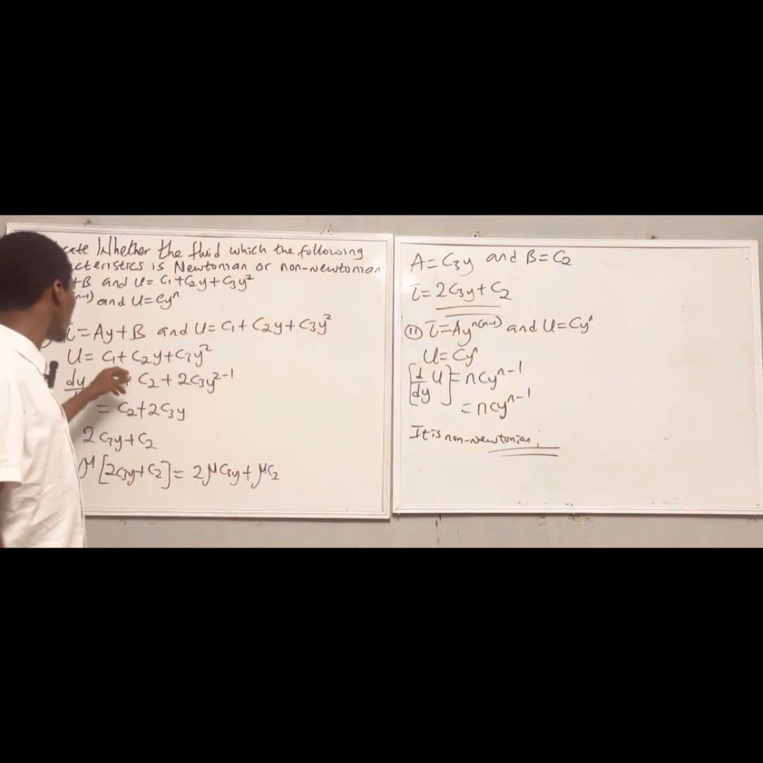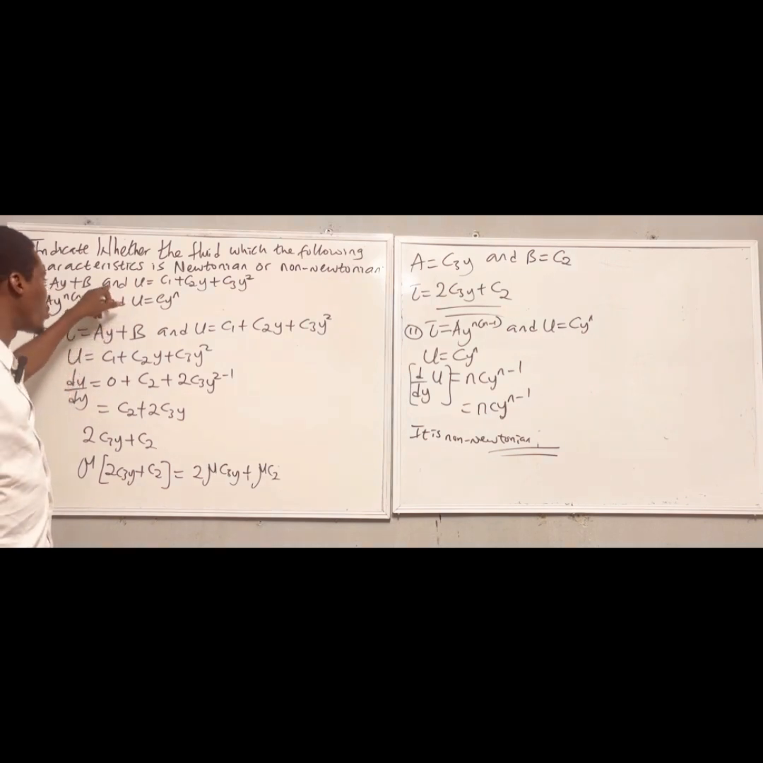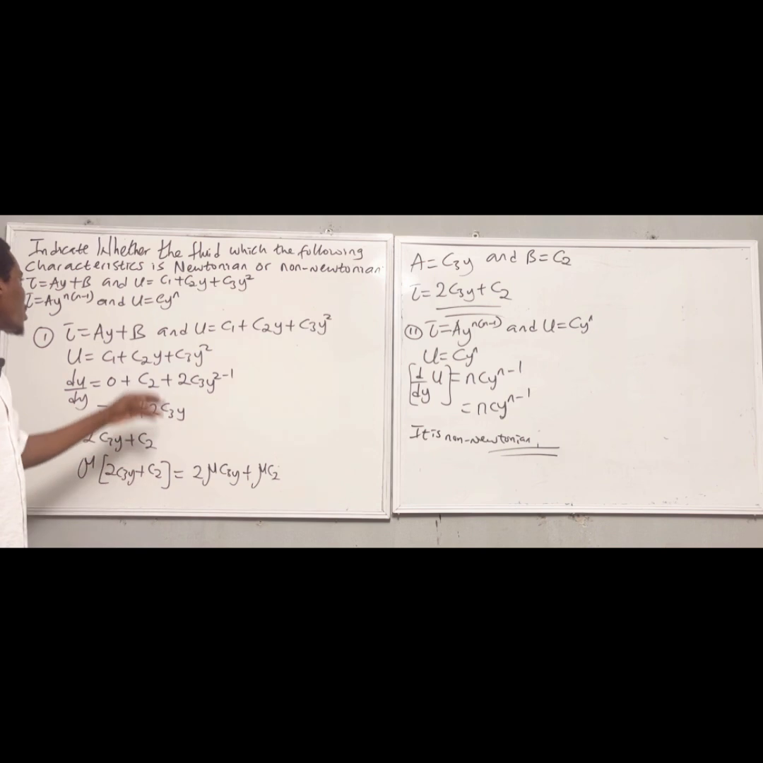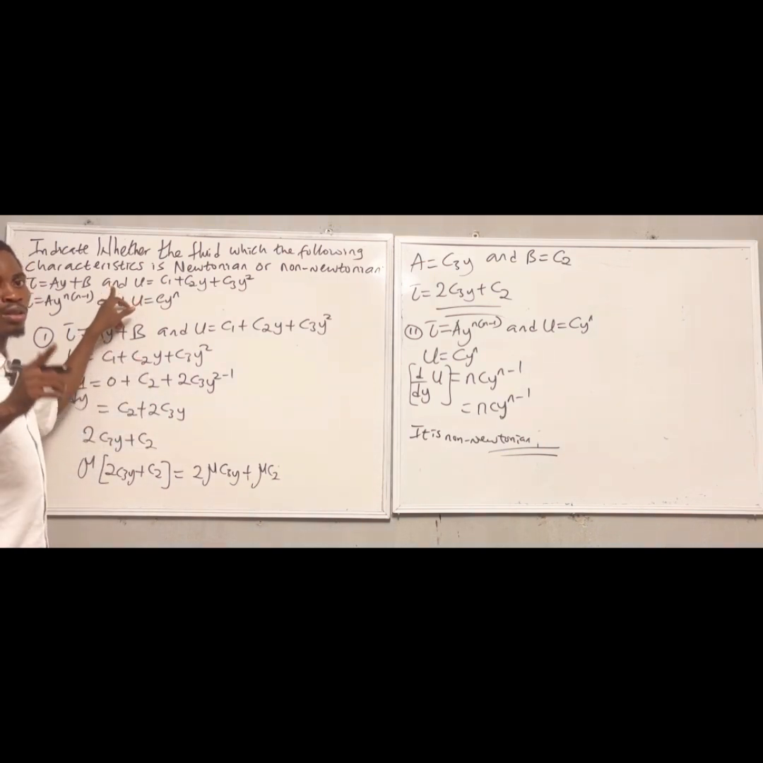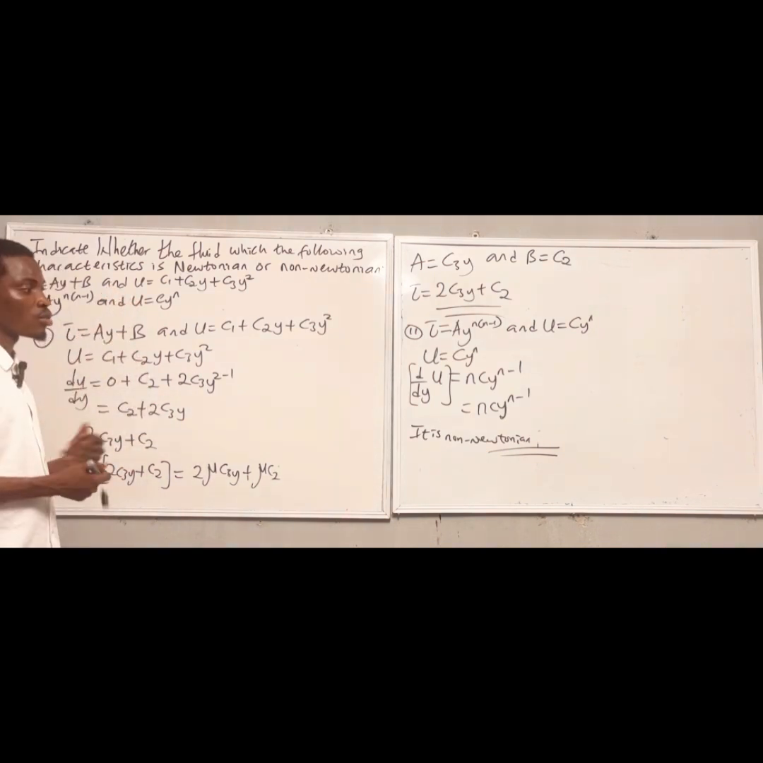So we have shown that our number one is a Newtonian fluid. Our second one is a non-Newtonian fluid. So number one is a characteristic of a Newtonian fluid, and number two is a characteristic of a non-Newtonian fluid.